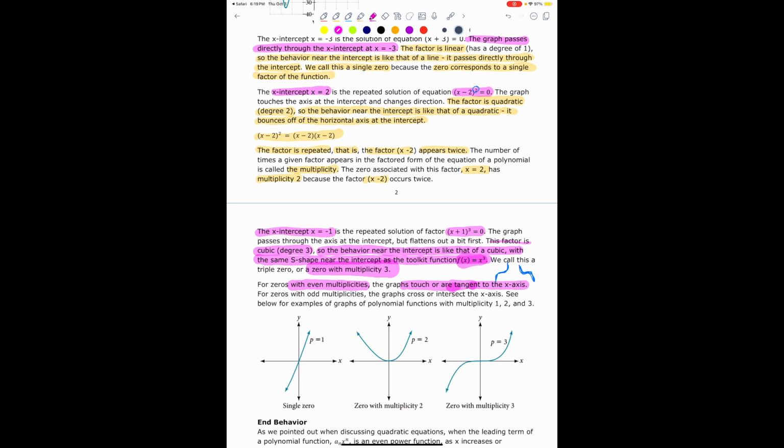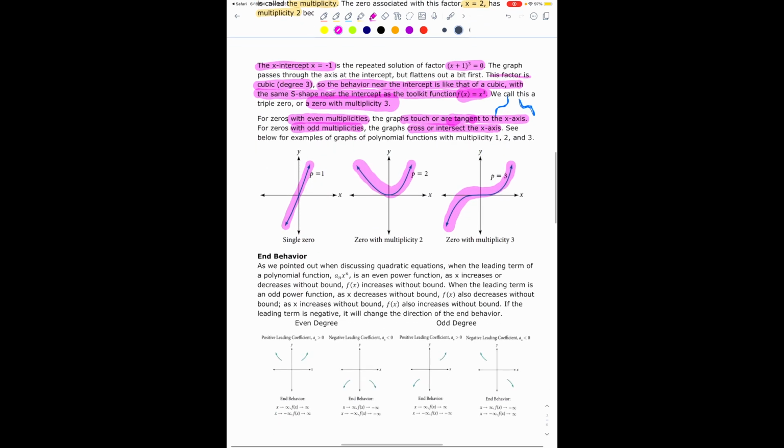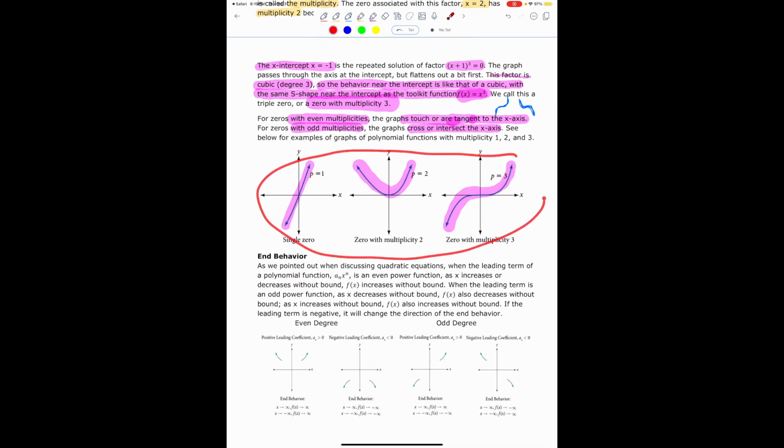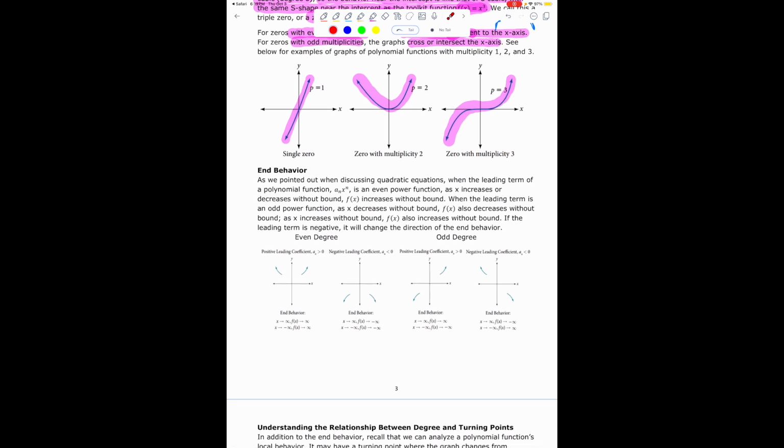For zeros with even multiplicities, in general, the graph is going to touch or be tangent to the x-axis. They're going to touch and bounce, similar to this behavior right here. For zeros with odd multiplicities, the graphs cross or intercept the x-axis in this manner right here. With multiplicity 1, it's going to pass as a line. If it's an odd multiplicity bigger than 1, then the graph is going to flatten a little bit before it crosses, or it's going to behave as a cubic function. So hopefully these shapes illustrate the types of multiplicities that we have and the behavior of the graph at that intercept. That will lead us to the next concept that is going to help us graph the polynomials.